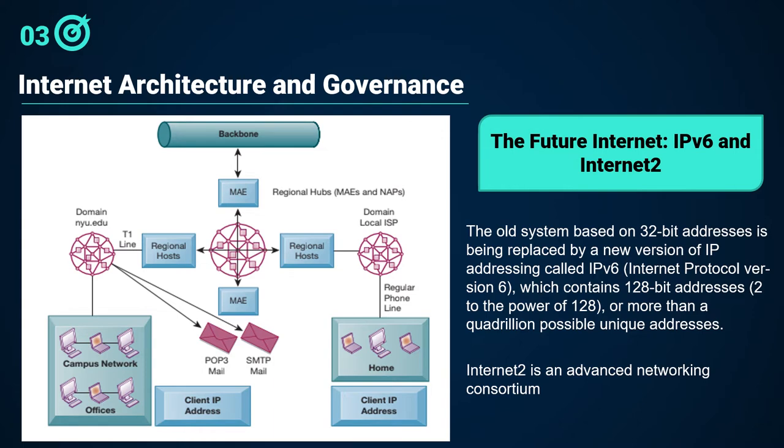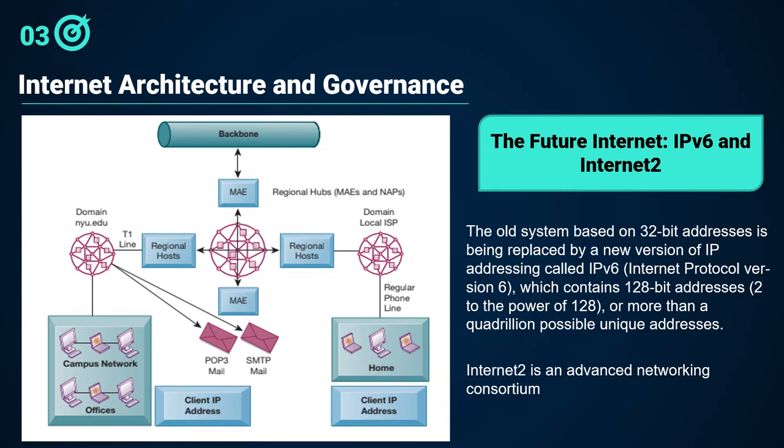The old system based on 32-bit addresses is being replaced by a new version of IP addressing called IPv6, or Internet Protocol version 6, which contains 128-bit addresses, or 2 to the power of 128, or more than a quadrillion possible unique addresses. IPv6 is compatible with most modems and routers sold today, and IPv6 will fall back to the old addressing system if IPv6 is not available on local networks. The transition to IPv6 will take several years as systems replace older equipment.